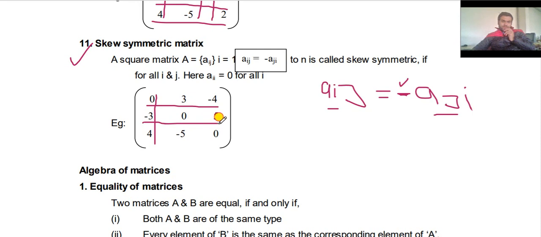The second row is minus 3, 0 and 5. So the second column is also minus 3 converted into 3, 0 is 0. If you write minus 0, it is also 0, and 5 becomes minus 5. So the sign is changed. Your third row is 4, minus 5 and 0. Now your third column is 4 converted to minus 4, minus 5 to 5 and 0 to 0. So in this case you can see only the sign is changed when we transpose the matrix.